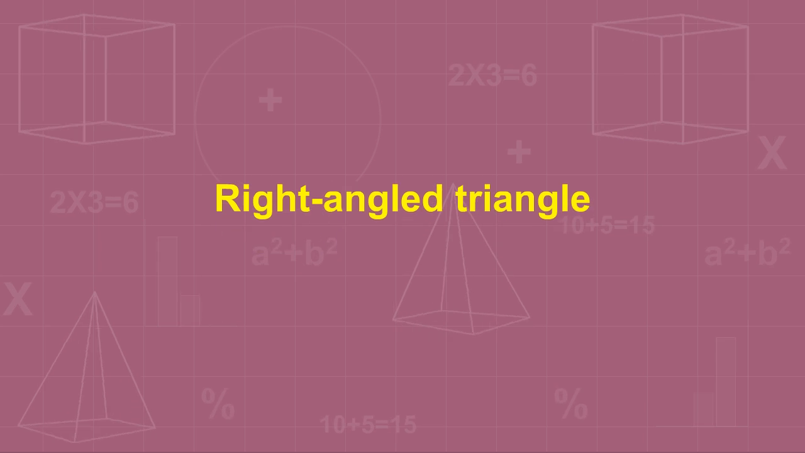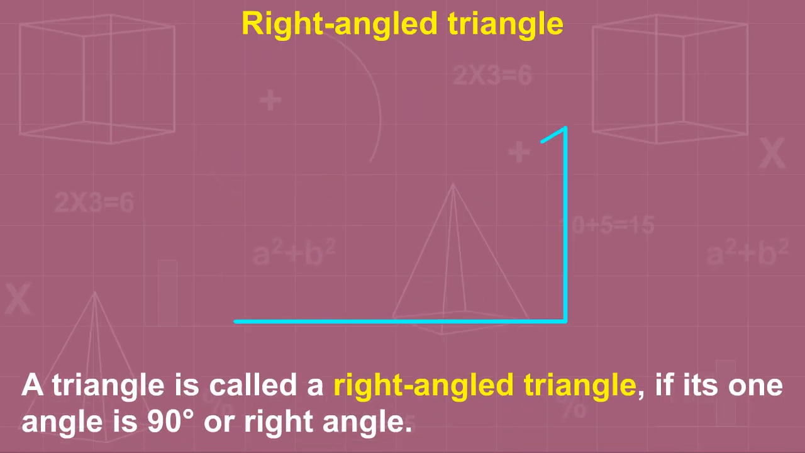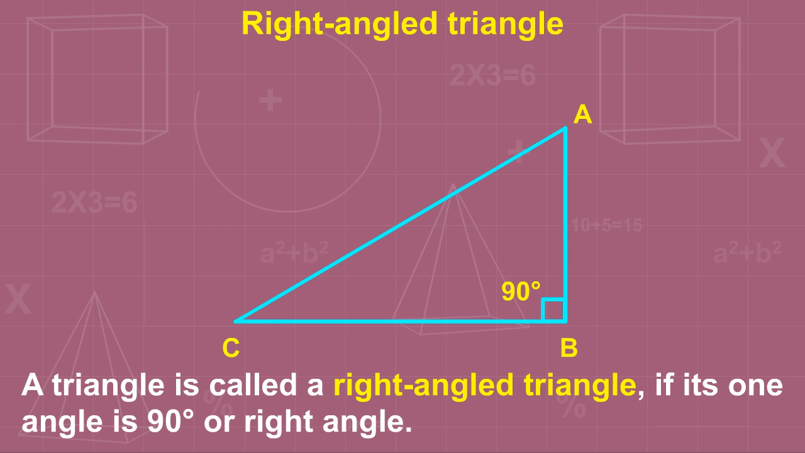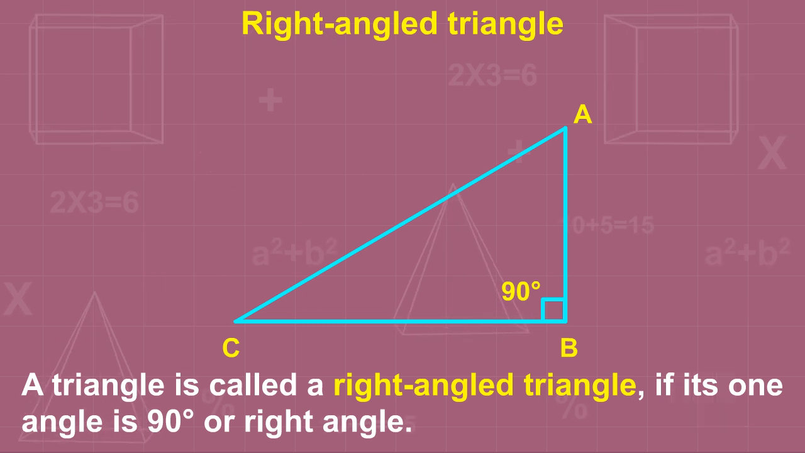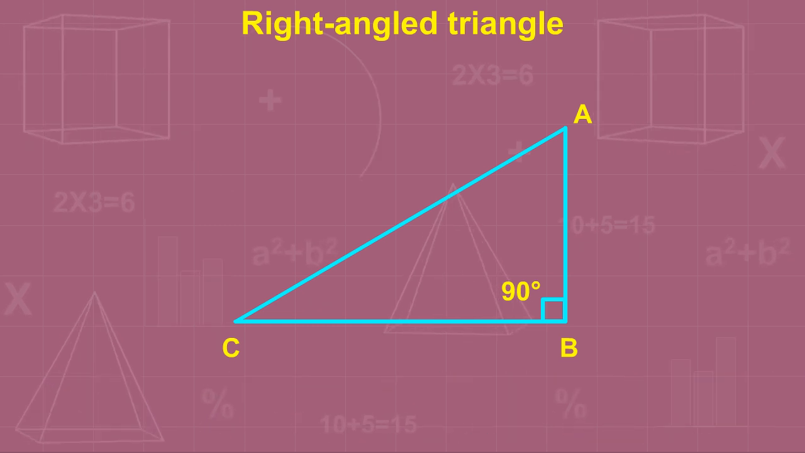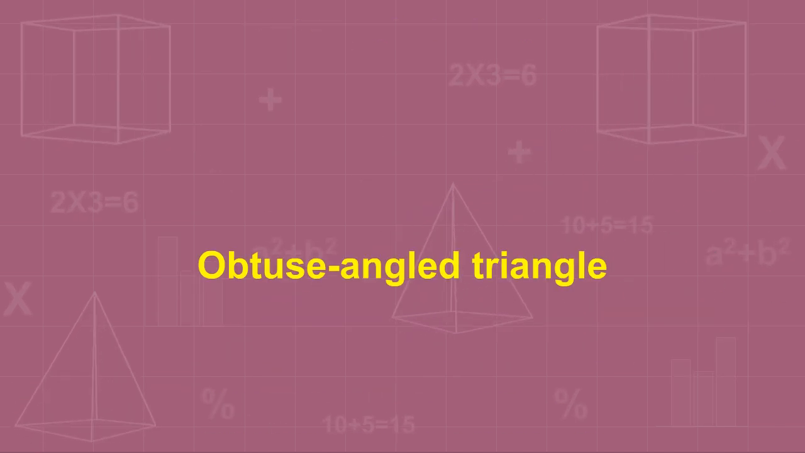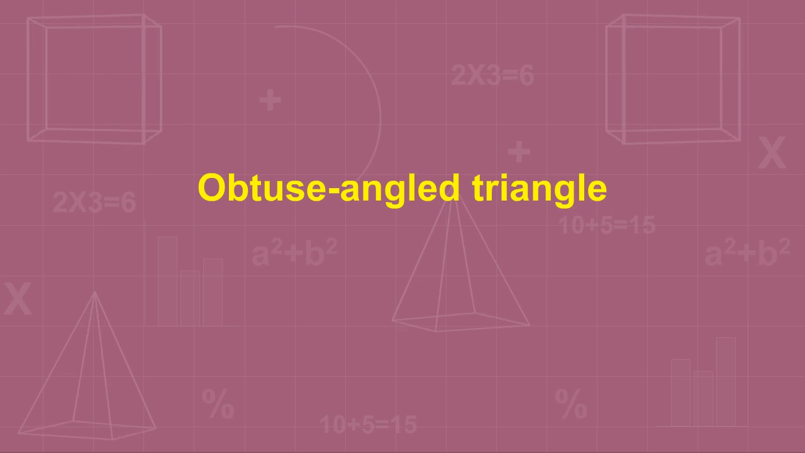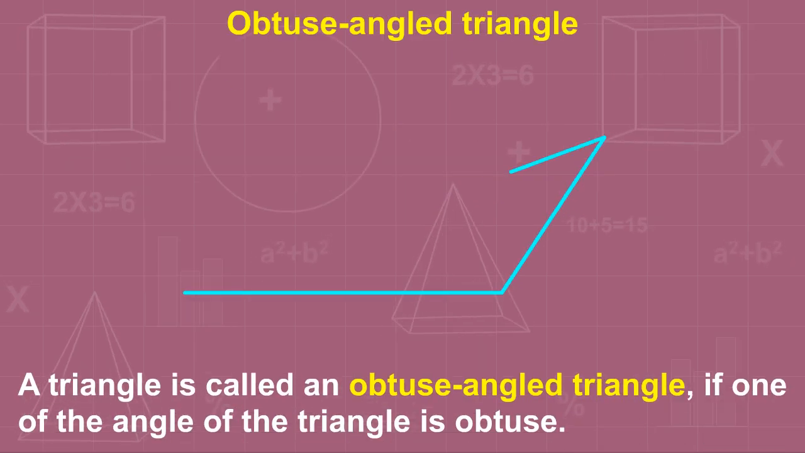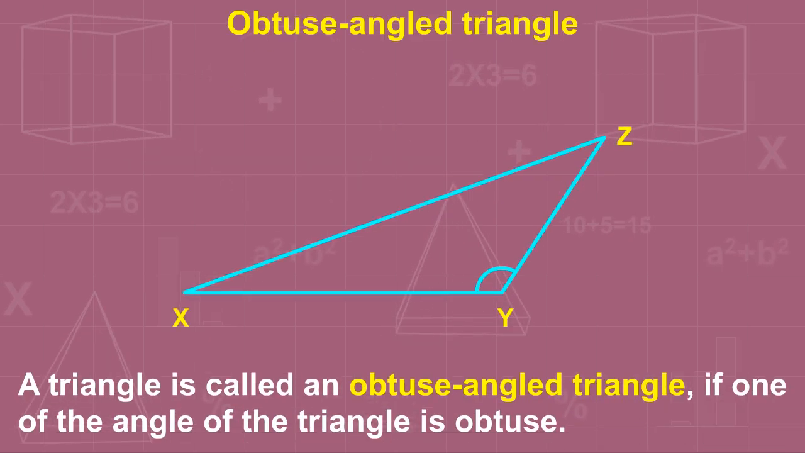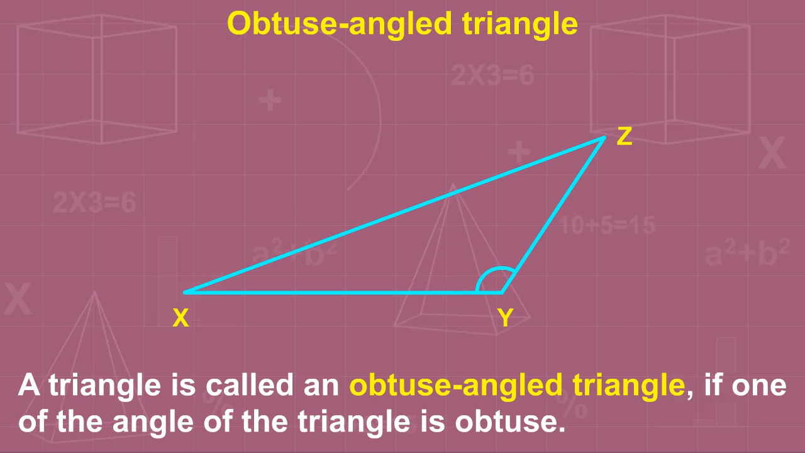Right angle triangle. A triangle is called a right angle triangle if one of its angles is 90 degrees, or a right angle. In triangle ABC, angle B is equal to 90 degrees. Obtuse angle triangle. A triangle is called an obtuse angle triangle if one of the angles of the triangle is obtuse.